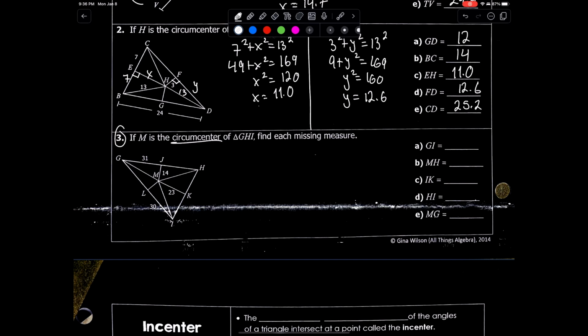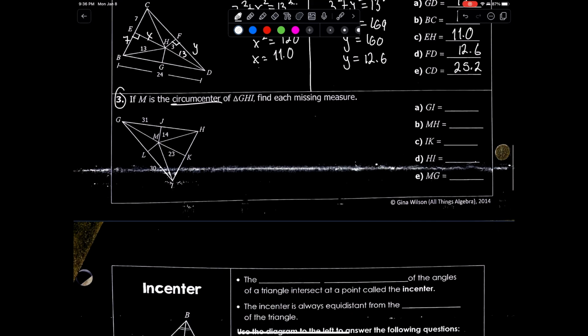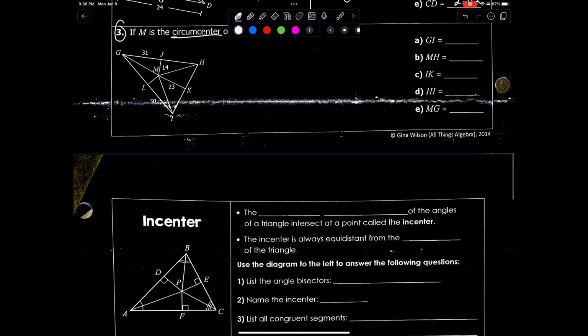You're given another circumcenter. Now you're going to have to do some trickery. You're going to have to say, oh, look, I've got the perpendicular bisectors. I've got vertices. I've got equidistant vertices. That's the important part. Give it a shot. Let me know if you got questions.